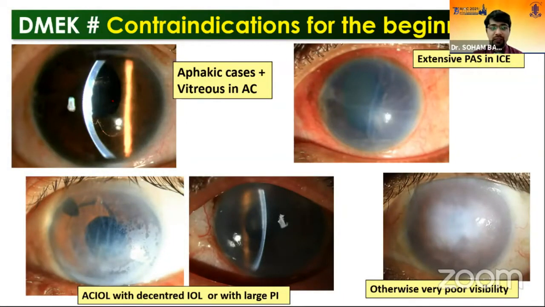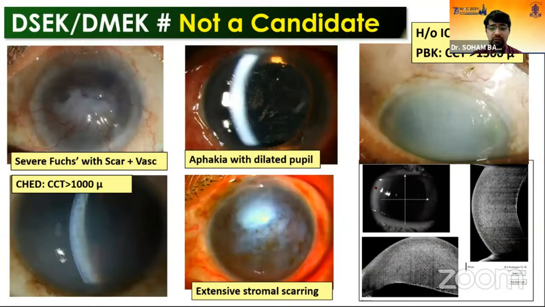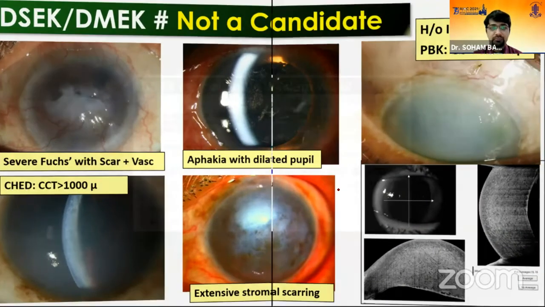Contraindicated for beginners would be cases like this, where there is a large vitreous blob in the anterior chamber, extreme levels of scarring, or a very large iridectomy where the graft might dislocate posteriorly. So if the visibility is poor, even though the indication is endothelial dysfunction, it's better to go for a full thickness graft or DSEK in these cases.